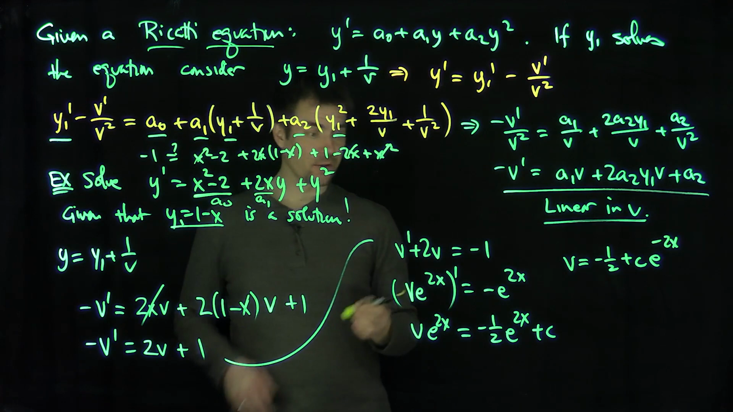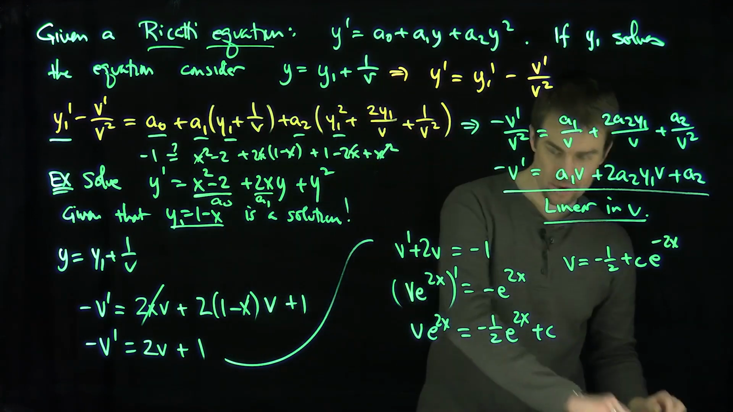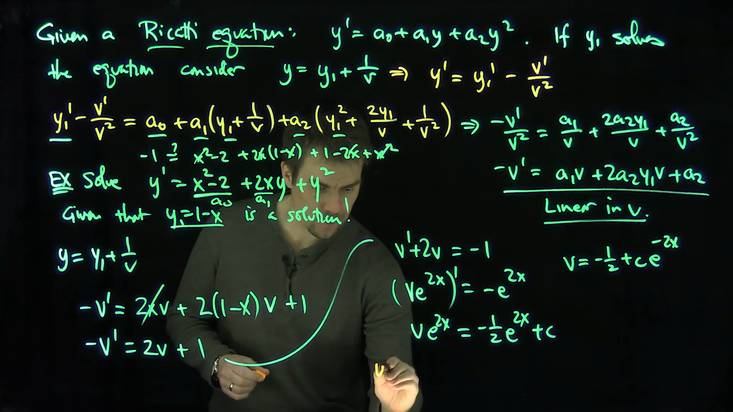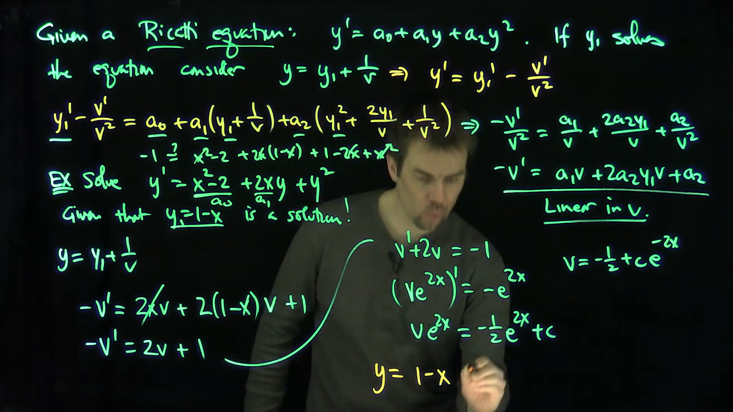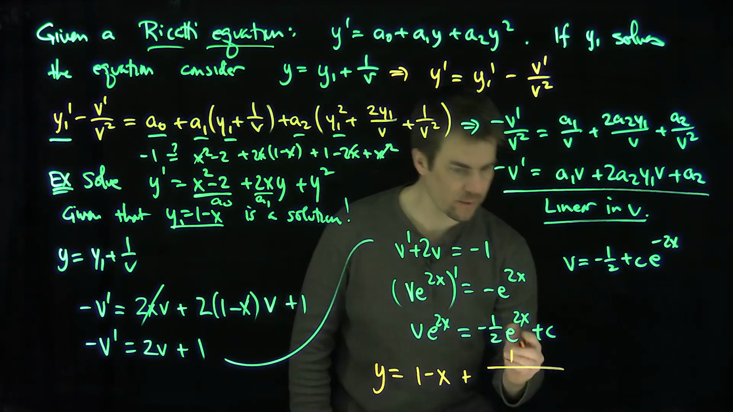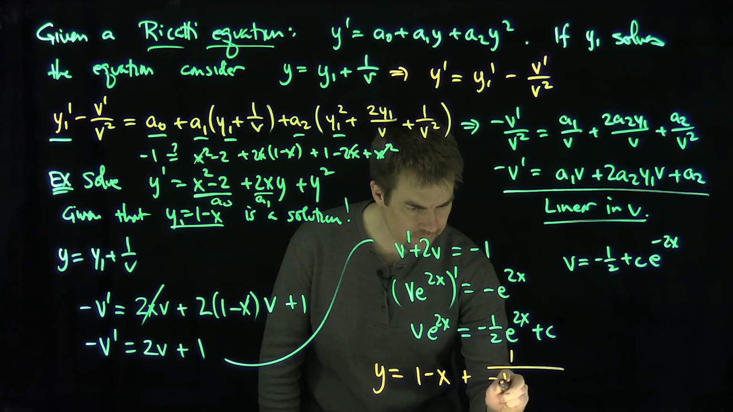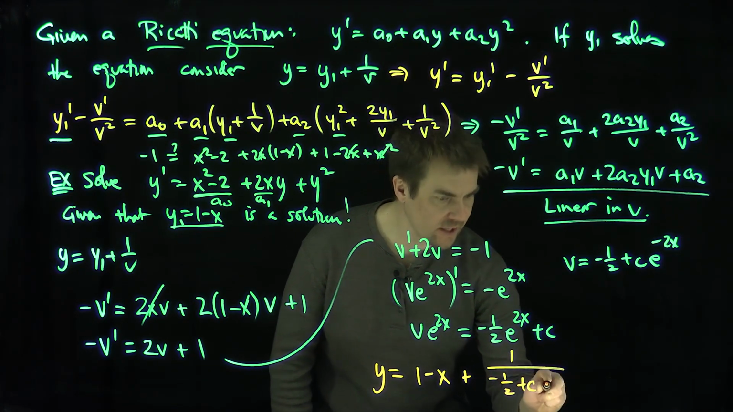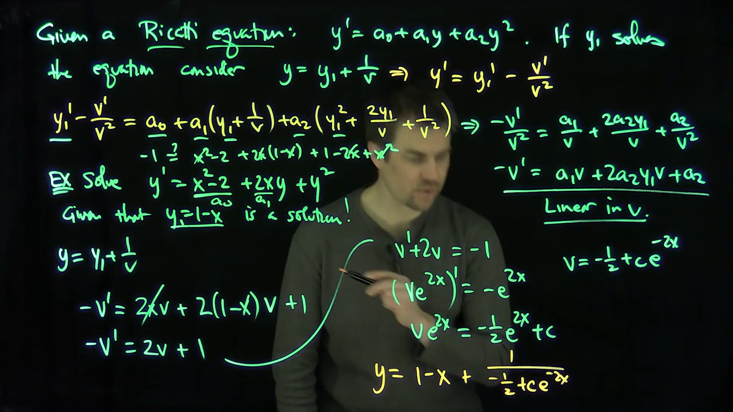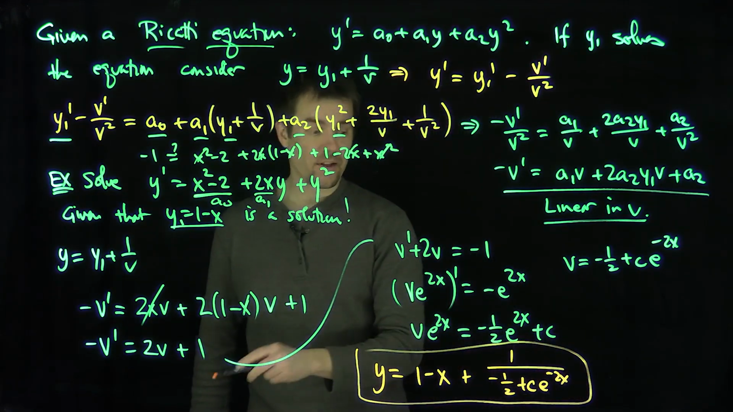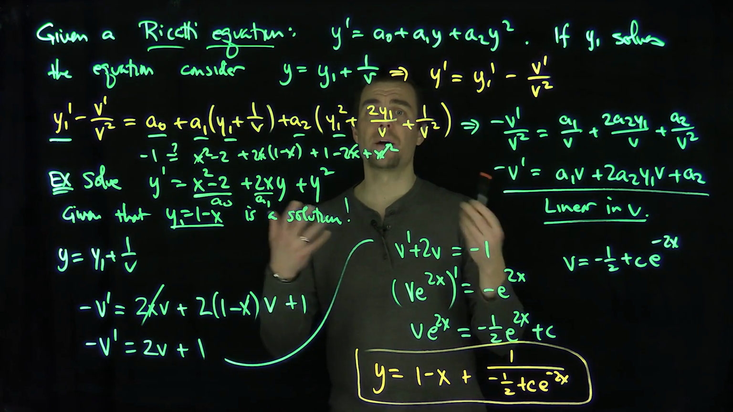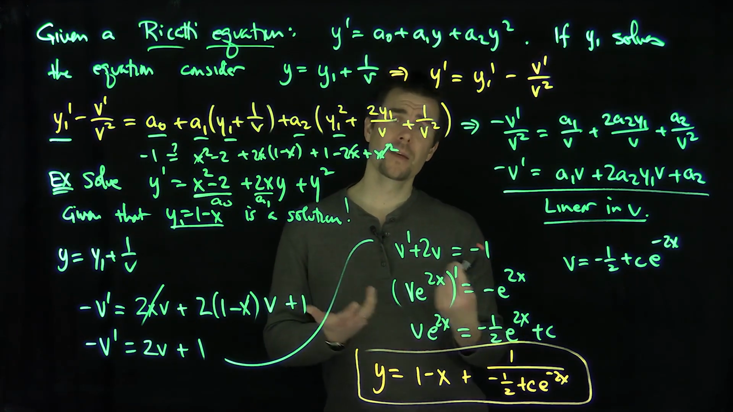I just found my v, so what's my general solution to our Riccati equation? The general solution is now the following. Our solution y is going to be the particular solution, 1 minus x, plus 1 over this function v, so 1 over -1/2 plus c e to the -2x. You can algebraically simplify with that constant if you want, but that's the general solution to this Riccati equation by the method of reduction of order. Thank you very much.